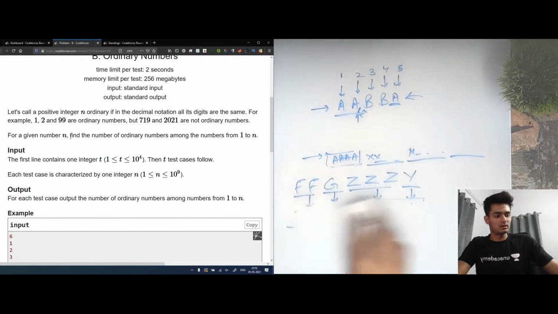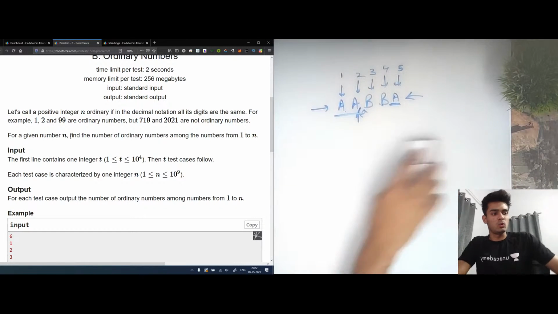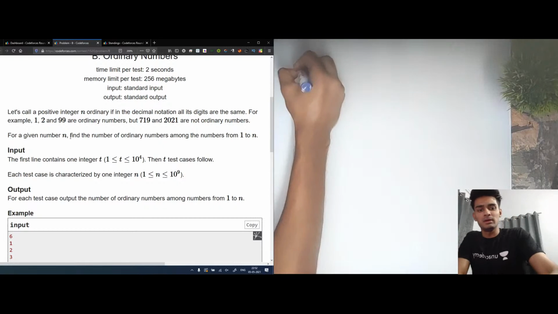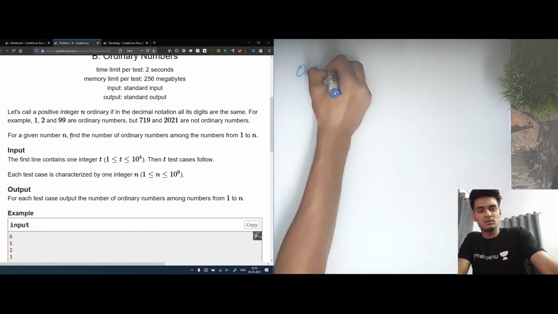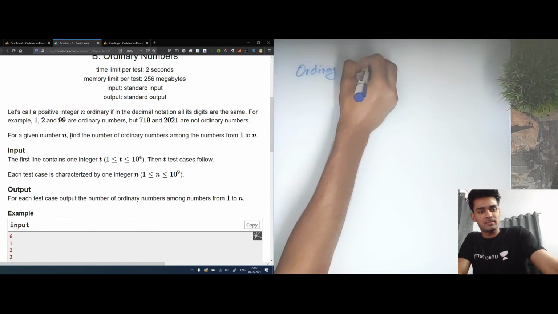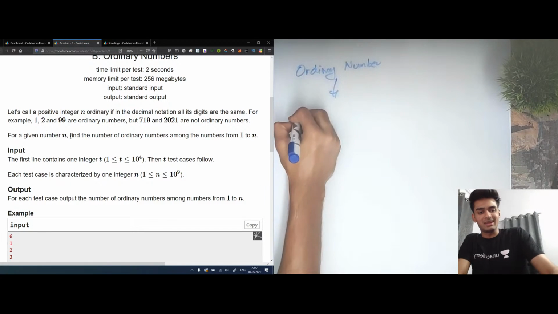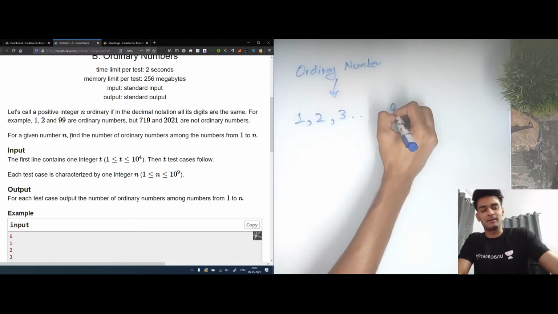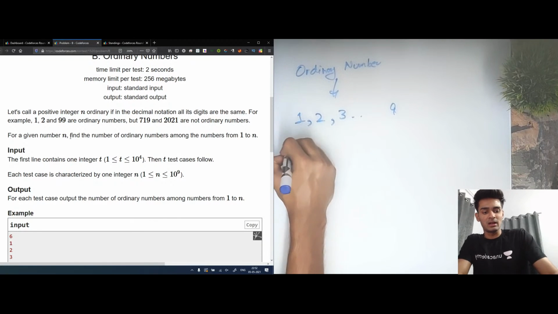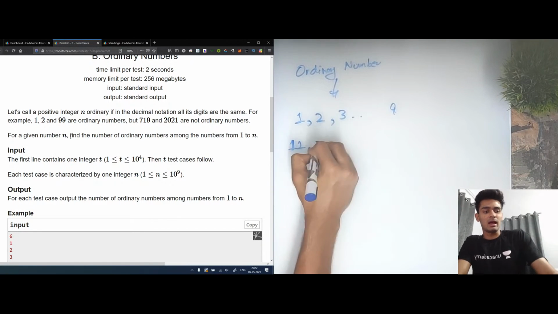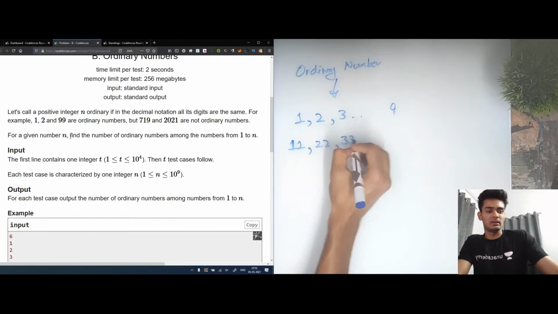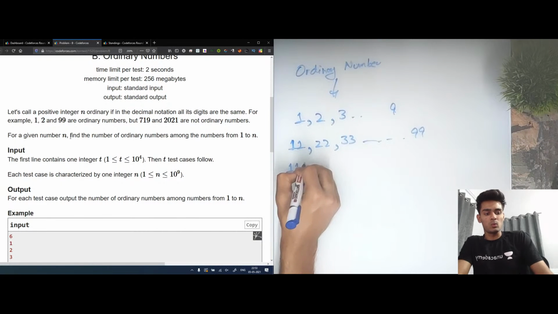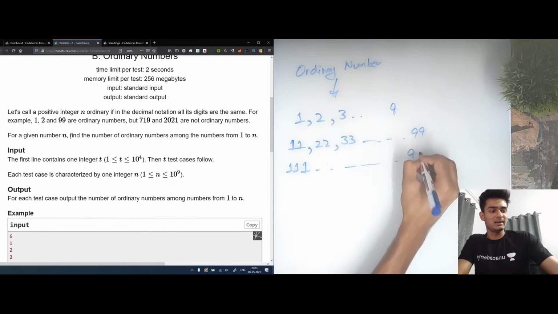Okay, so let's first see what ordinary numbers are. According to this problem, an ordinary number can be either 1, it can be 2, it can be 3, and so on till 9. Then the next ordinary number will be 11. Then we'll have 22. Then we'll have 33, and so till 99. Then the next one will be 111, and so on till 999.